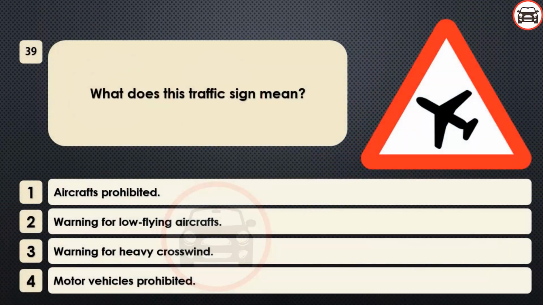What does this traffic sign mean? 1. Aircrafts prohibited. 2. Warning for low-flying aircrafts. 3. Warning for heavy crosswind. 4. Motor vehicles prohibited.